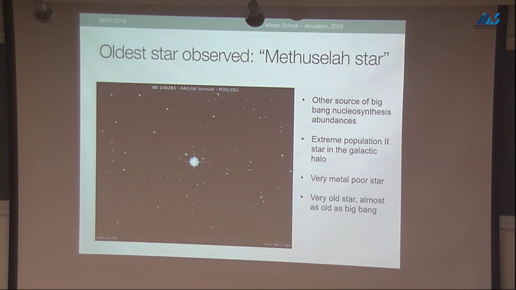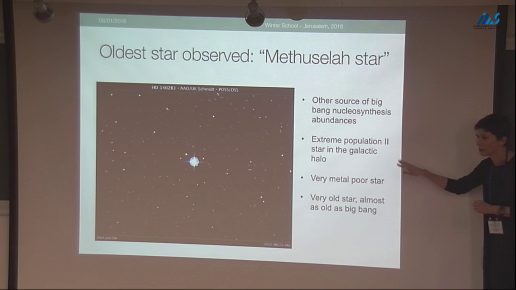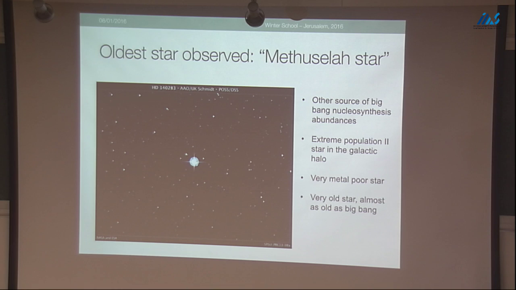Of course, possibly one would like to really observe the first generation of stars. Now, it looks like quite recently they have discovered a star in the galactic halo of our galaxy. The name is HD 140283, and it seems to be really very old. In fact, it's very, very metal poor. It has been classified as extreme population 2, which means it is not really the first generation, but it's almost immediately after. And the age is basically the age of the Big Bang with some error bar.